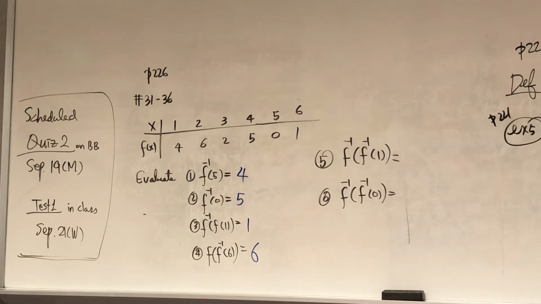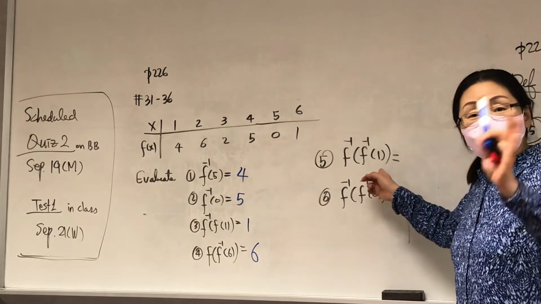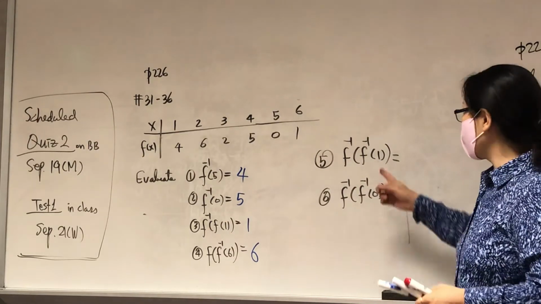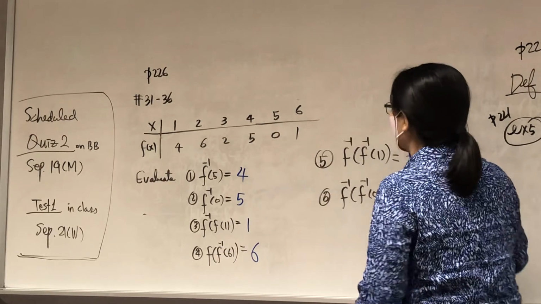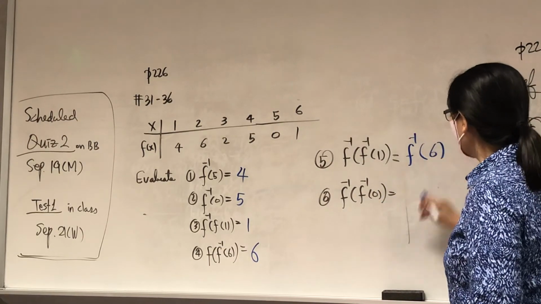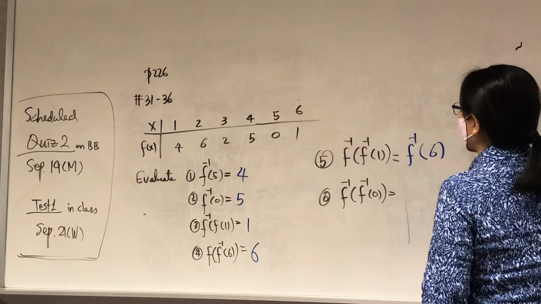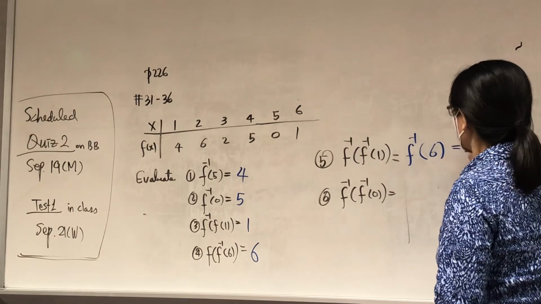But not this. F inverse twice. What is F inverse 1? 6. Good. What is F inverse 6? 2. Okay, now it's 2.